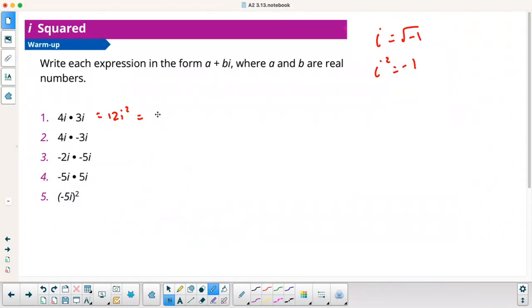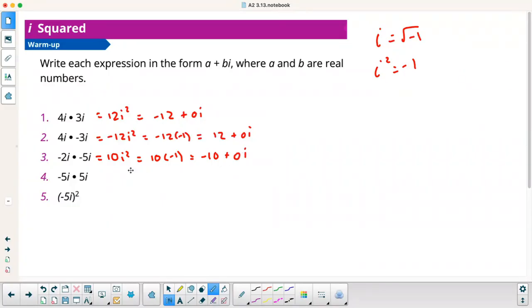All right. So this is going to be 12i squared. Replace the i squared with -1, so I get -12. So that's a real number, so then I would put plus 0i. This would be -12i squared, which would basically be -12 times -1, which would be 12. So that's a real. I need to add the imaginary part. So since I don't have an i, I just put 0i. This would be positive 10i squared. So it'd be 10 times -1, which is just -10.